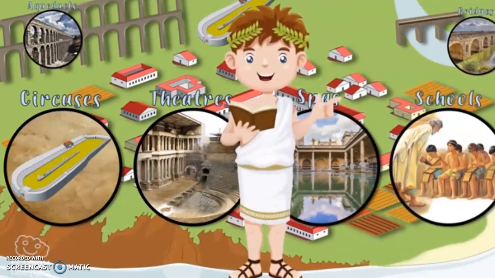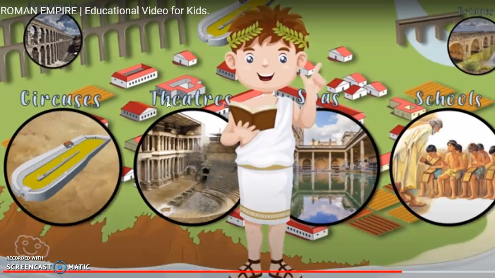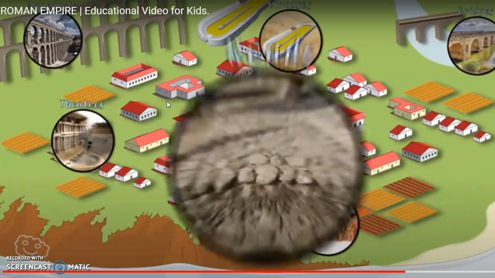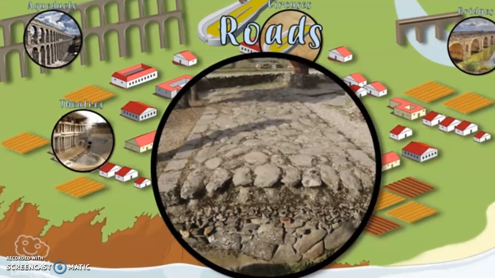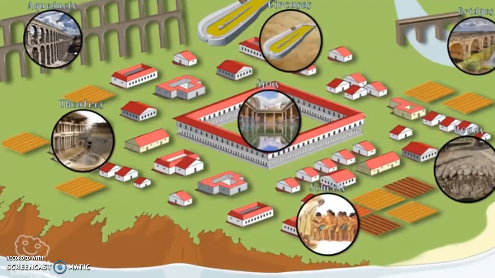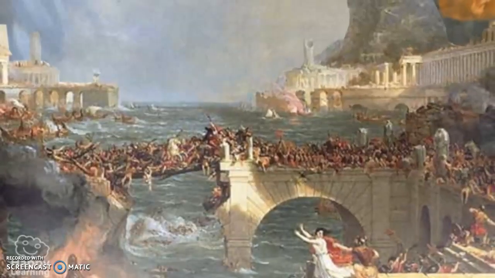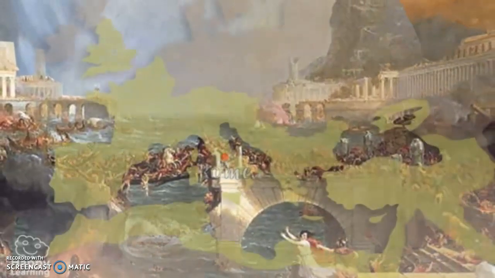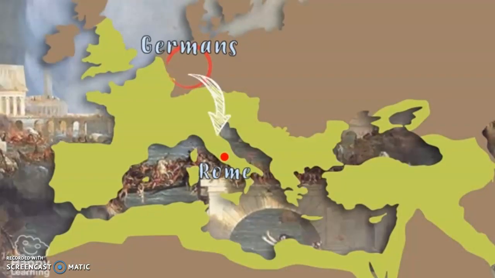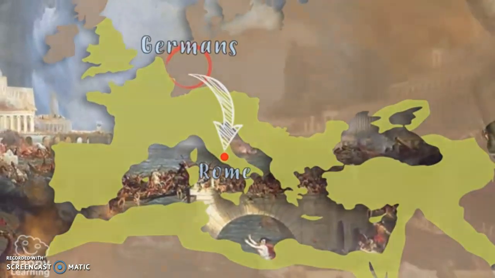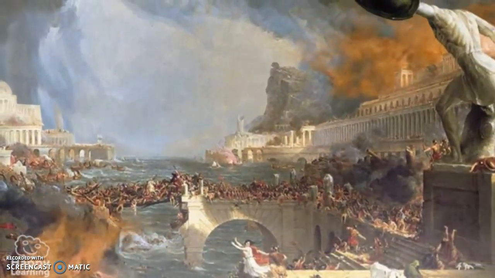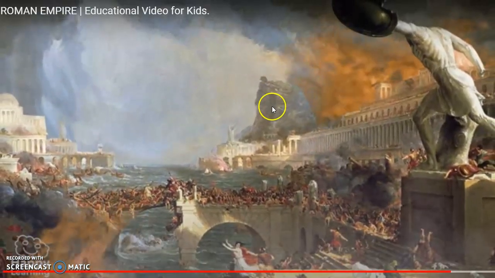Roman children went to school, like us. At that time, boys usually went to school. Girls did not go to school. They also built roads, and this made it a lot easier to get from one side of the empire to the other. The Roman Empire ended in the 5th century when the Germans invaded Rome. It was at that very moment, with the fall of the empire, when the Middle Ages began.